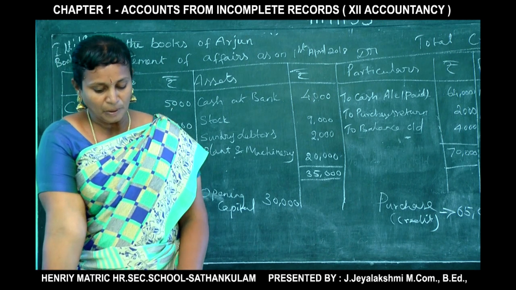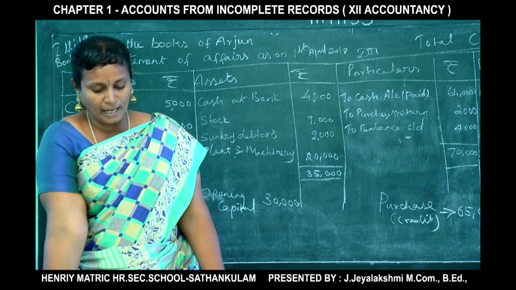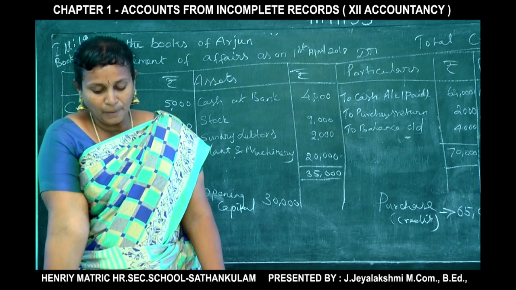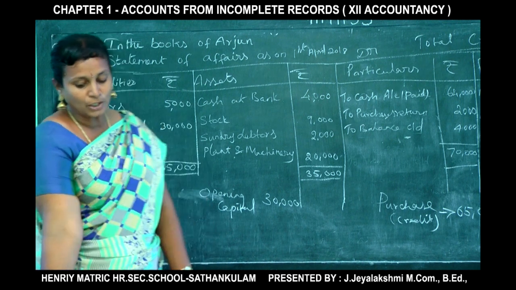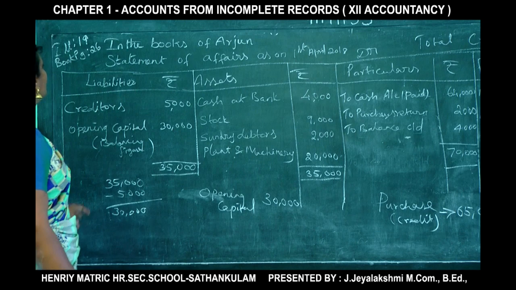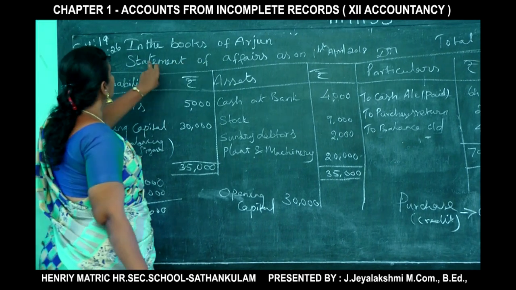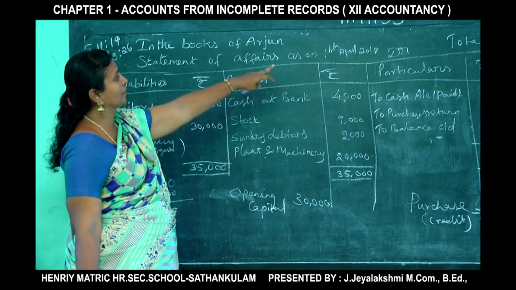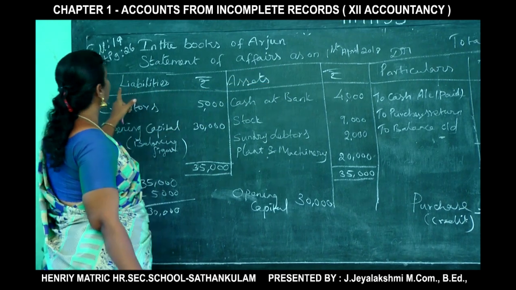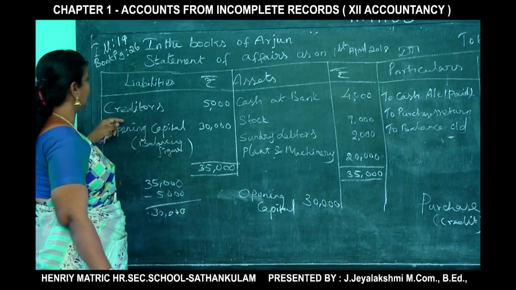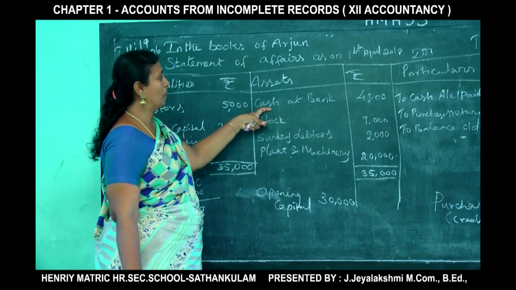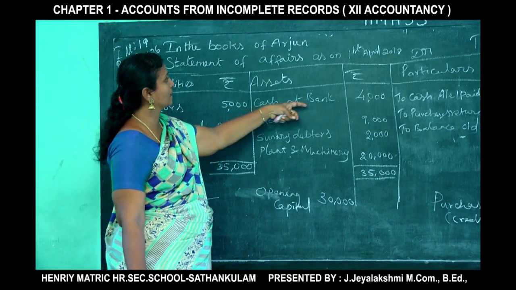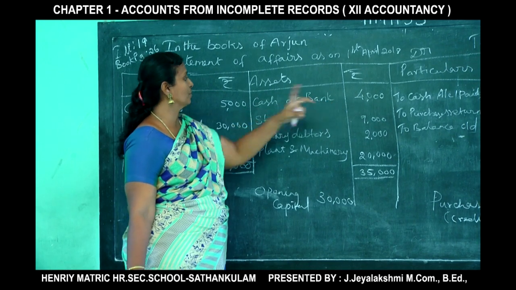Okay, now we are going to prepare first to calculate the opening capital. We are going to prepare, in the books of Arjun, the statement of affairs as on 1st April 2018. Okay, the liabilities and assets. Here creditors, how much is given? 5,000. Cash and bank, for the opening and closing they will be given, so we have to write for 1st April. So 4,000 we have to take.